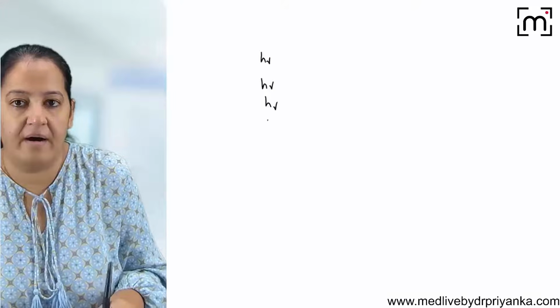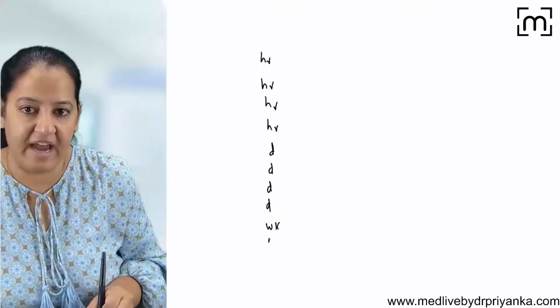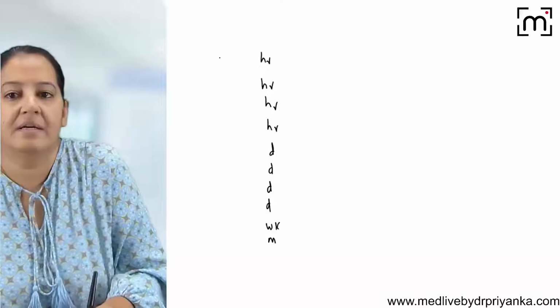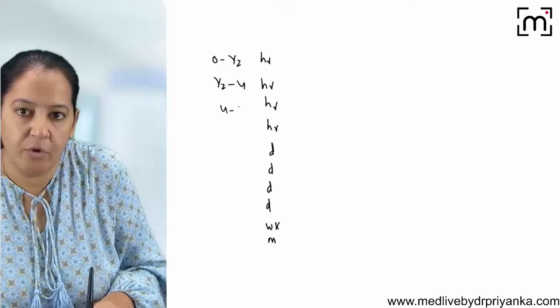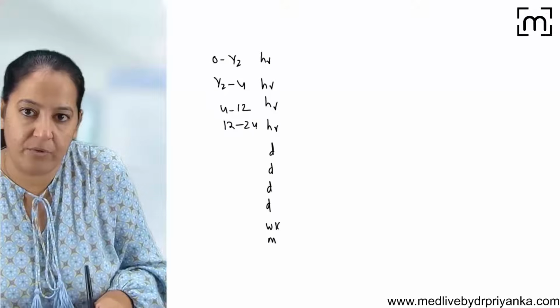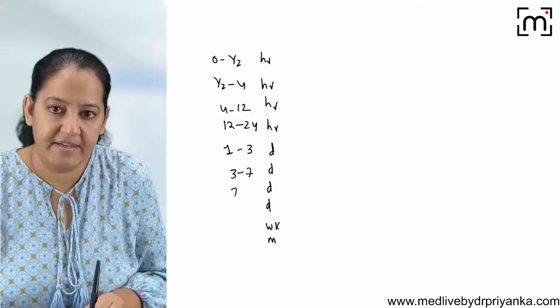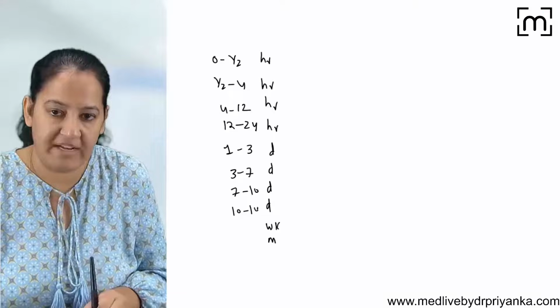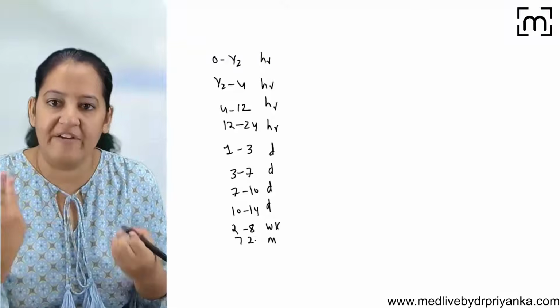First of all, in microscopy, write down the time zone. The most important thing, you have to write down the time zone. So we are having hour, day, week and month. This is how I always learn. It is 0 to half hour, half to 4 hour, 4 to 12 hour, 12 to 24 hour. 24 hour means 1 day. 1 to 3 day, 3 to 7 day, 7 to 10 day, 10 to 14 day. 14 day means 2 week. 2 to 8 week, 8 week means 2 month. More than 2 month, everything is same.